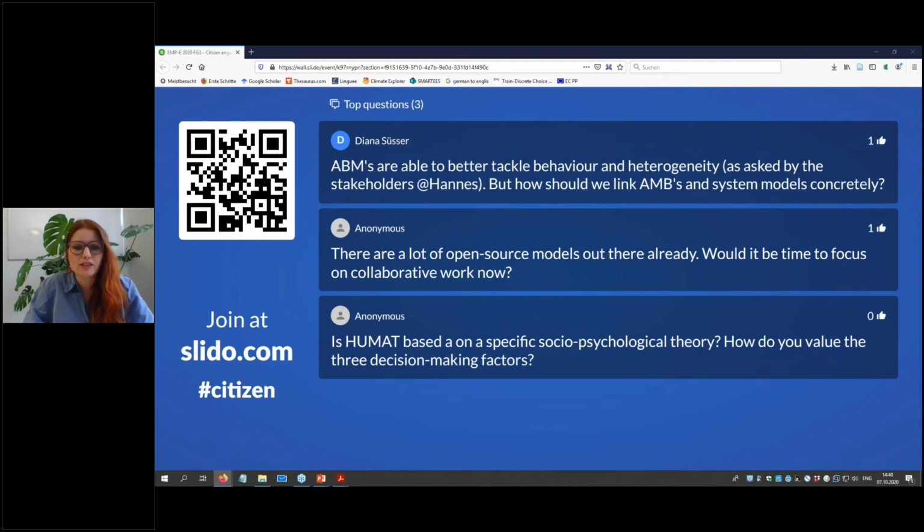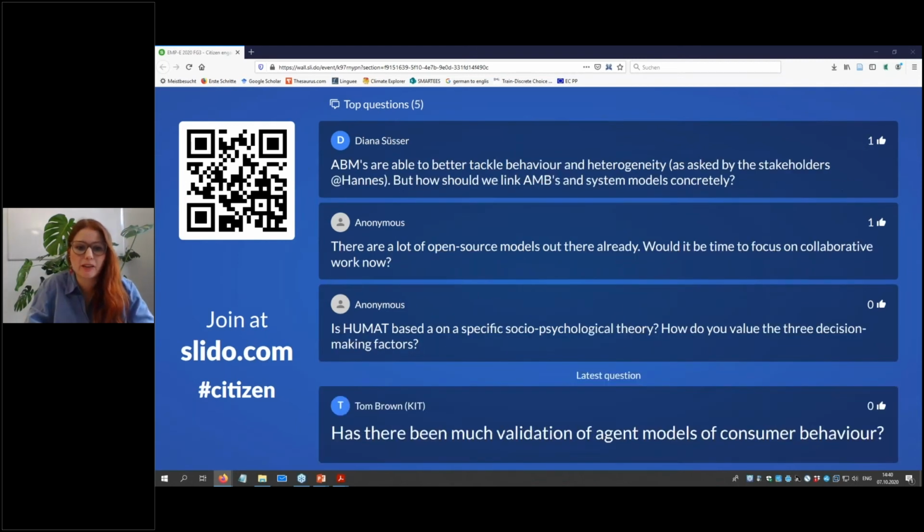Then we have the question regarding the open source models, that there are many out there already, and whether it would be time to focus more on collaborative work. I think we had a quite nice example here from Gary, right? It showed that he developed something together with another colleague, and then they started just talking at the end. So maybe some perspectives on how this could be done, and again also the question whether there's some way to start a collaboration between an agent-based model development and a system modeling from the beginning.